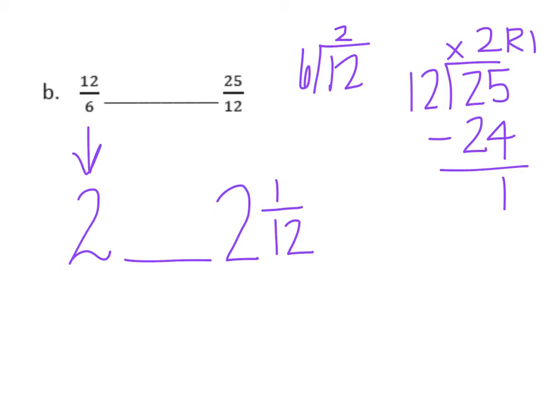Now I can cross multiply. When I look at them, I notice that 2 is just by itself. That means it is going to be less than 2 and 1/12.